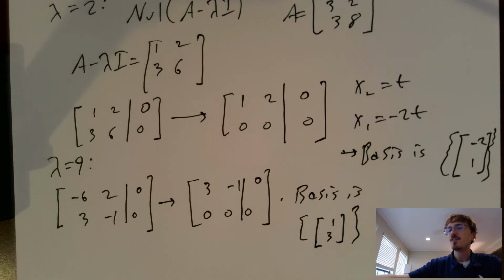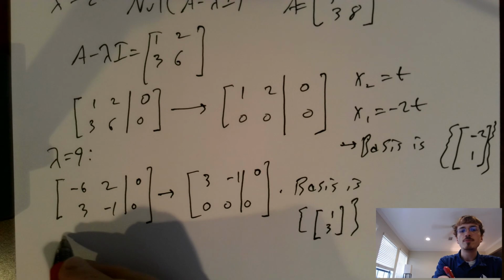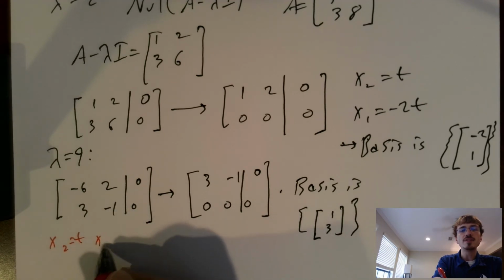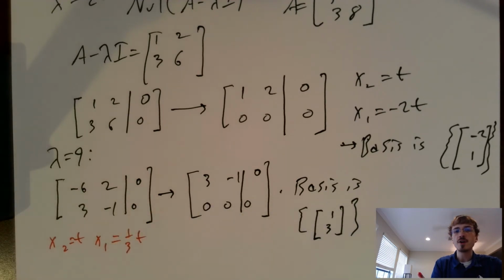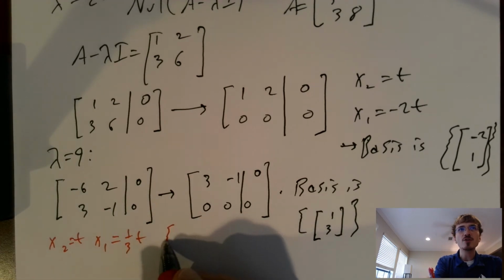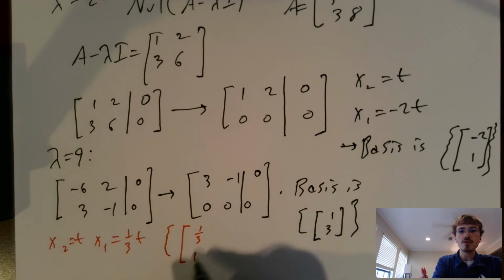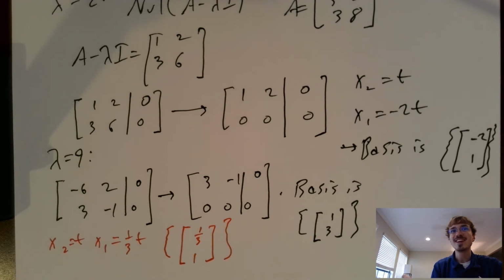I know what you're thinking, well, Dr. Benge, that doesn't make any sense, because if we let x2 be equal to t, then that means that x1 will have to be what? 1/3 times t, right? So you're saying, wouldn't that mean that a basis is really 1/3, 1? Isn't this a basis? And my answer is sure. Yeah, of course it's a basis.